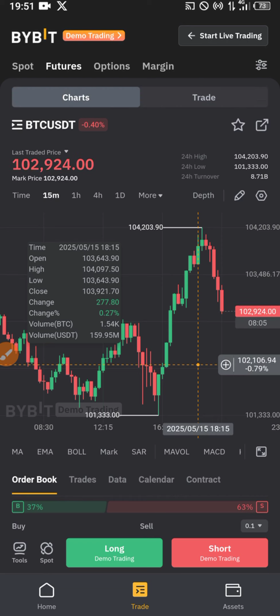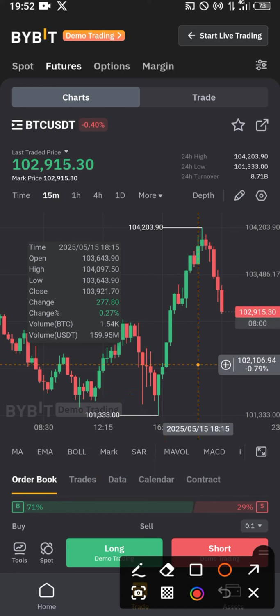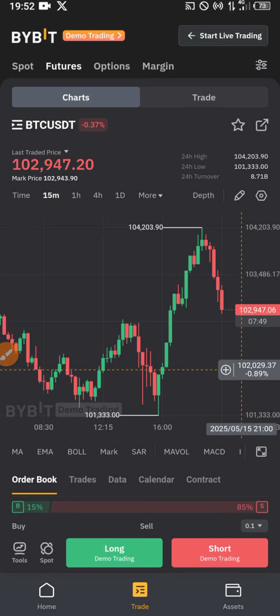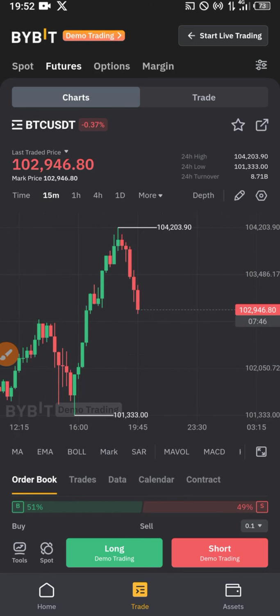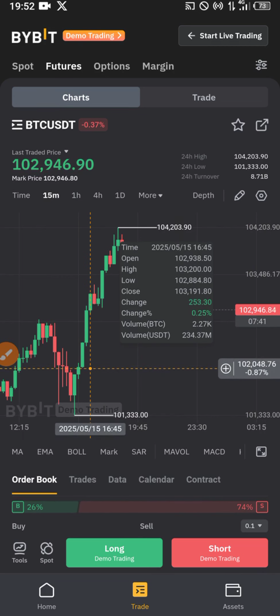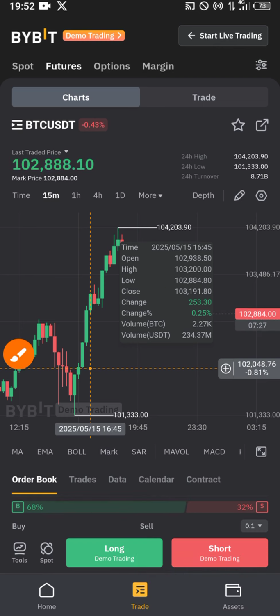So I was saying, we have a current Bitcoin price right here. This is the current floating price, and I want to use a limit order to only buy when the price comes down. Let's say somewhere around here, when you are interested to buy, which is 102,048.76, right? Then you click on trade.